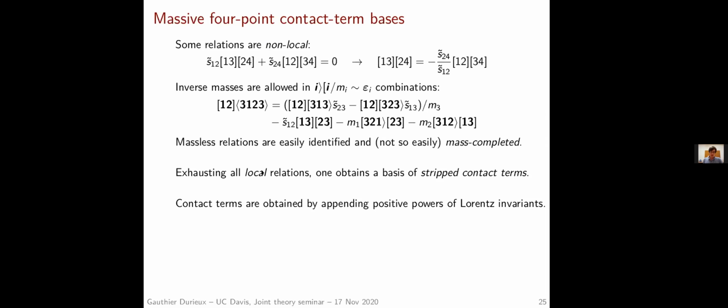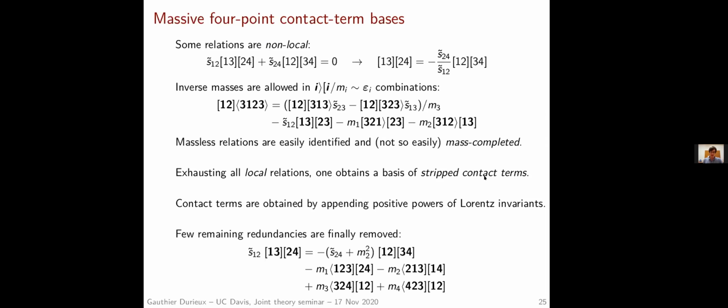So when we exhaust all the local relations, we obtain this basis of what I call stripped contact terms. Then, as I was describing before, we can obtain the full contact term by appending positive powers of the Lorentz invariants to those specific sets of spinor structures. Eventually, there can still be some redundancies that you have to remove, because some product of spinor structures times a Lorentz invariant prefactor can actually be expressed as local combinations of other spinors and Mandelstam invariants. And this equality is exactly the mass completion I mentioned before. So if you were wondering what mass completion would be, this is exactly what it is.